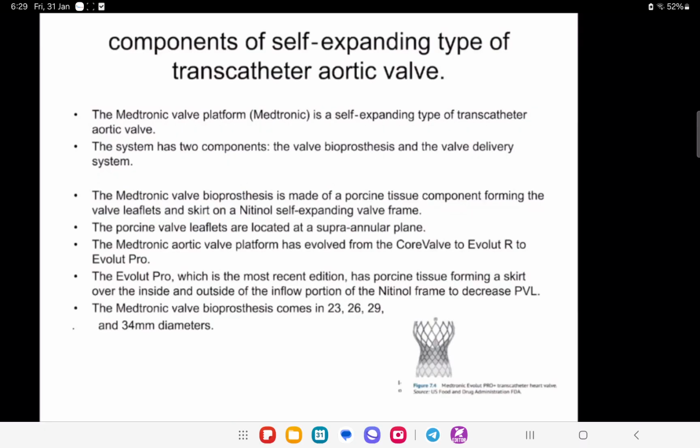Components of self-expanding type of transcatheter aortic valve. Medtronic valve platform is a self-expanding type of transcatheter aortic valve. The system has two components: one, the valve bioprosthesis, and two, the valve delivery system.